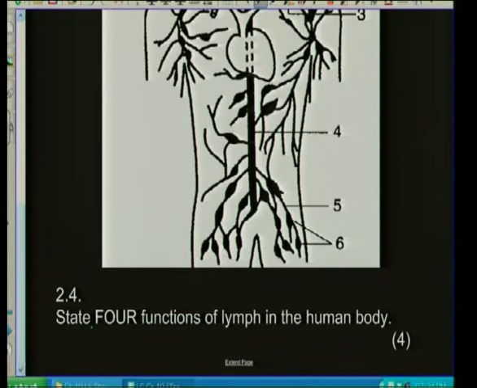State 4 functions of lymph in the human body. We discussed all these functions earlier. We looked at all the functions of the lymph. One was obviously to drain waste products from the tissue fluid back to the heart, and from there get rid of it from the body. Another was to return plasma proteins back to the heart and into circulation. The third one was to transport fats from the villi to the heart and then to all parts of the body. Another very important function was to trap and remove bacteria and toxins from the body.